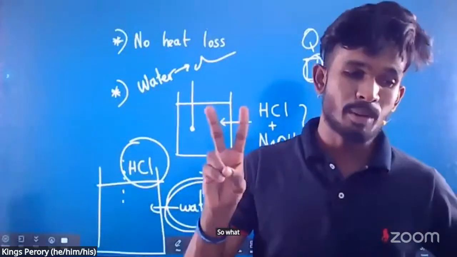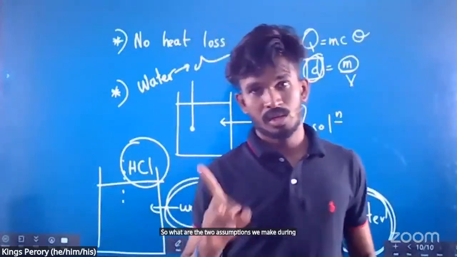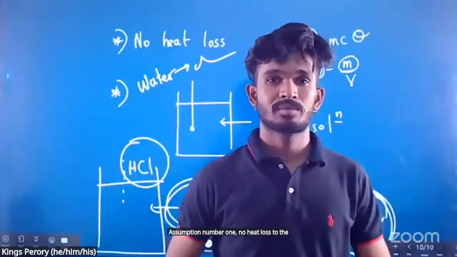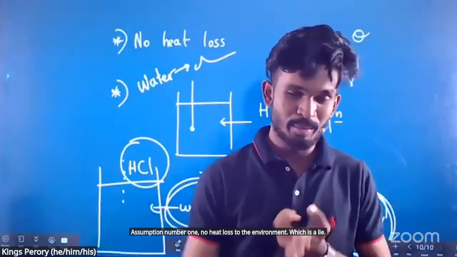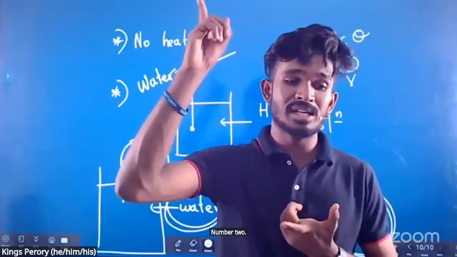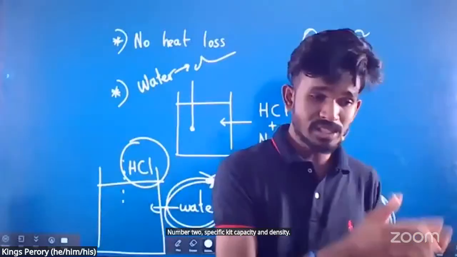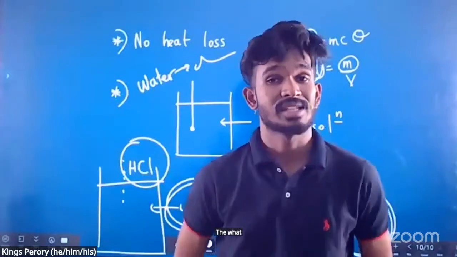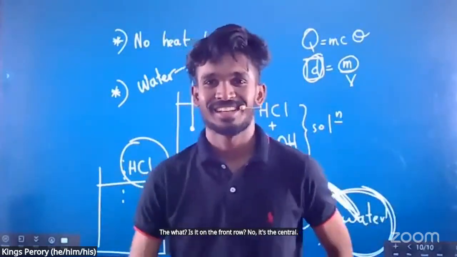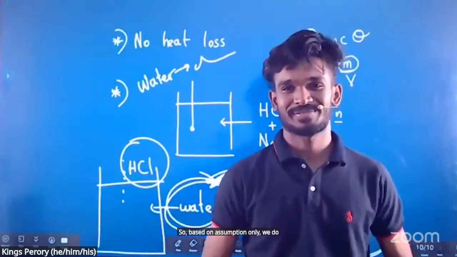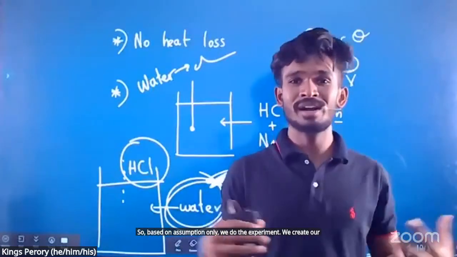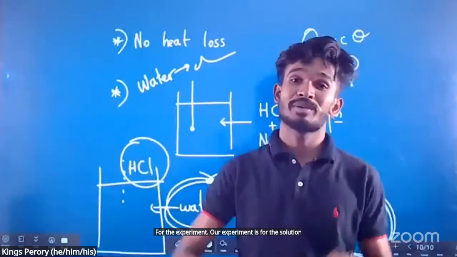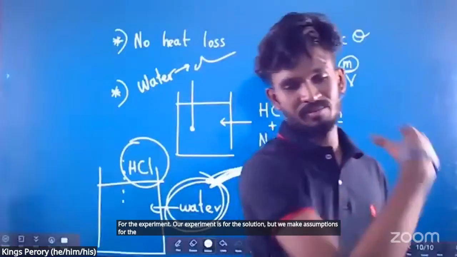So what are the two assumptions we make during this experiment? Assumption number one, no heat loss to the environment, which is a lie. Number two, specific heat capacity and density of the solution is equal to the water. Is it 100% true? No, it's an assumption. So based on assumptions only, we do the experiment. We create our environment for the experiment. Our experiment is for the solution, but we make an assumption for the water and we do it.